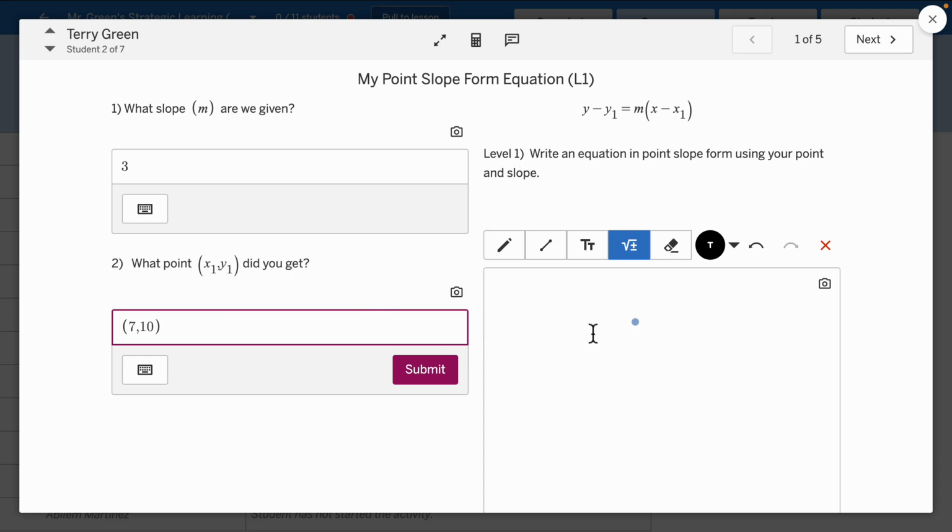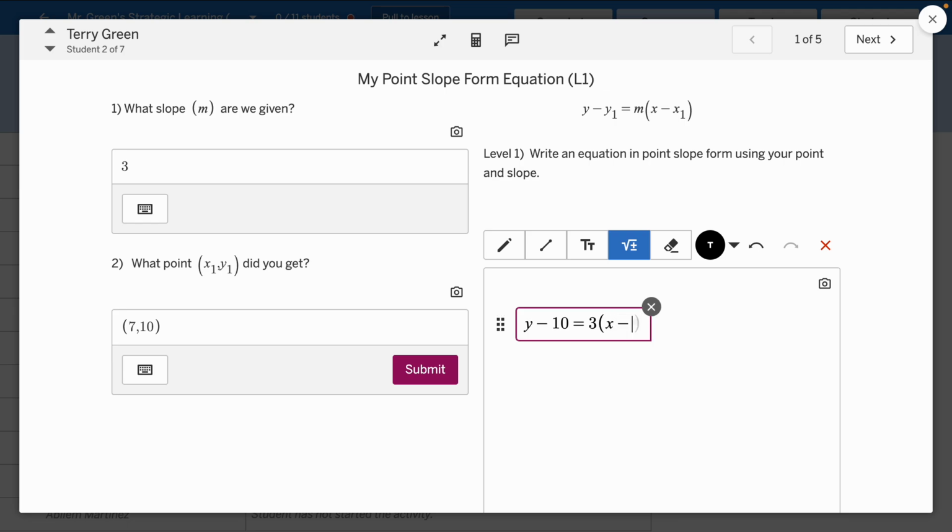All right, so let's write our equation using our point-slope form. Using this formula here, I got y minus, my y1 is 10. My slope is 3, and my x1 is 7. That's my formula. That's what my equation looks like.